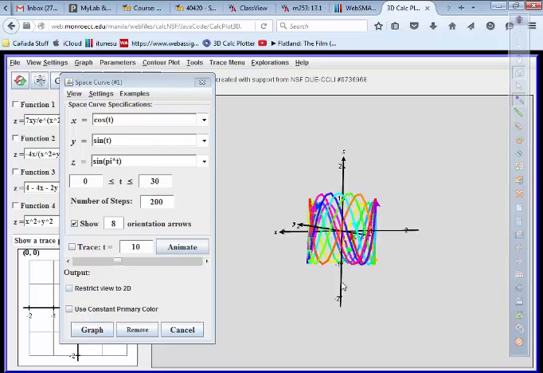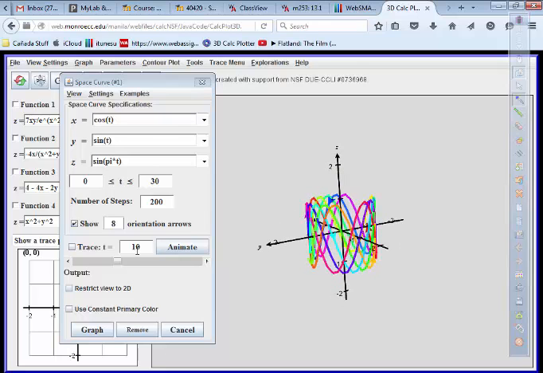But now it changes, so trace t equals, let's just animate. So it keeps going around, but it doesn't repeat itself anymore. So that makes an interesting looking graph.